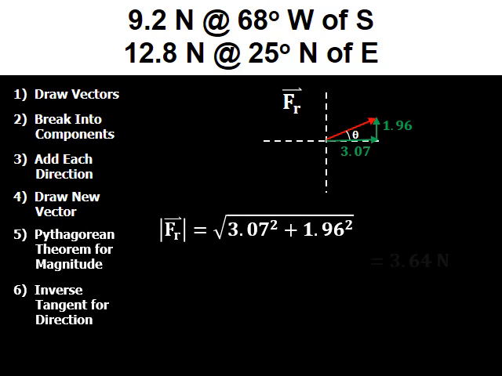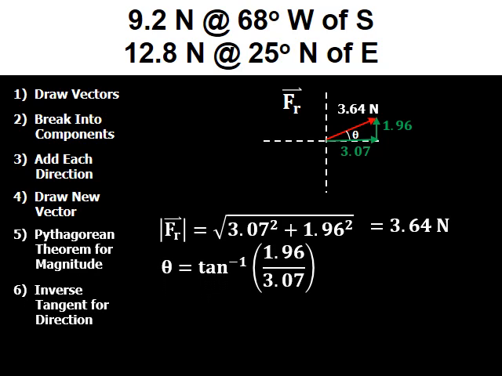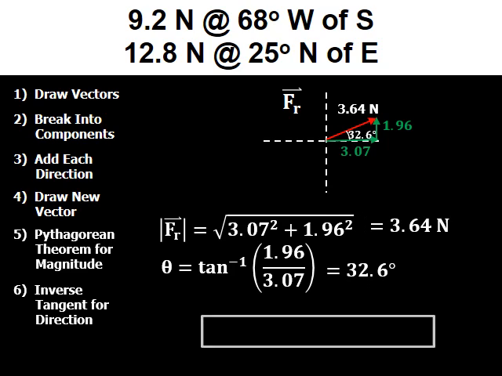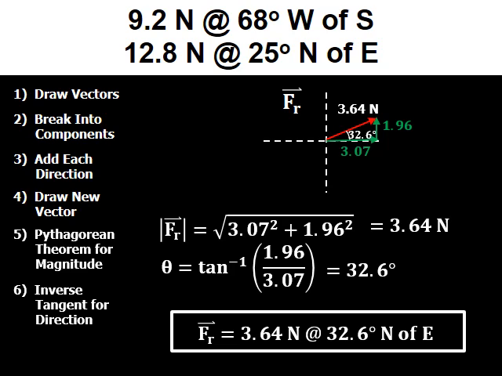Using the Pythagorean Theorem, we figure out the net force, the total force. The resultant force is going to be 3.64 newtons. And then the angle is going to be inverse tangent of 1.96 over 3.07. And we get 32.6. So the total force is going to be equal to 3.64 newtons at an angle of 32.6 degrees north of east.